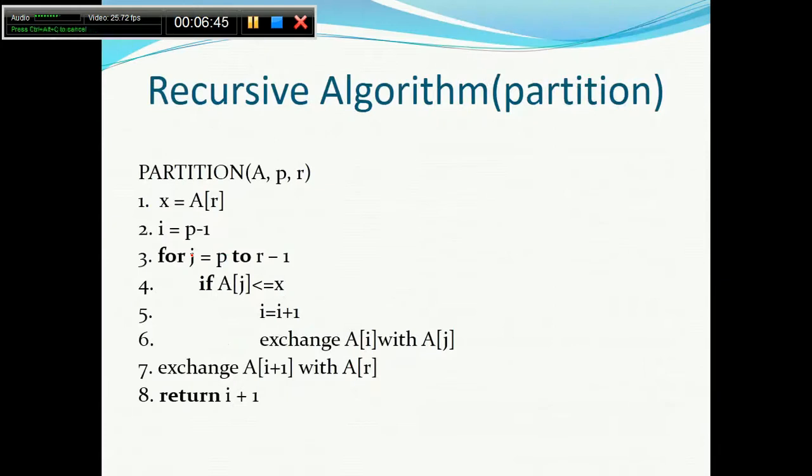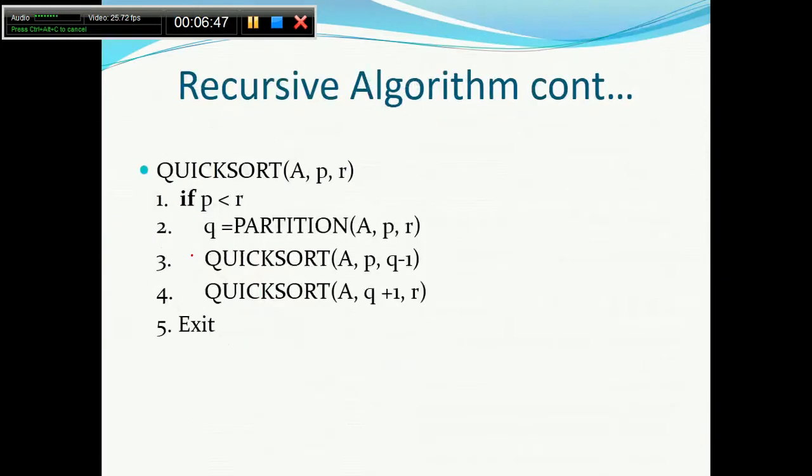How does this particular thing work, quick sort? It says A, P, R, where A is the array name, P is the starting index, and R is the last index. If P is less than R, this means we have some elements in the array. Apply the partition algorithm. So what happens?